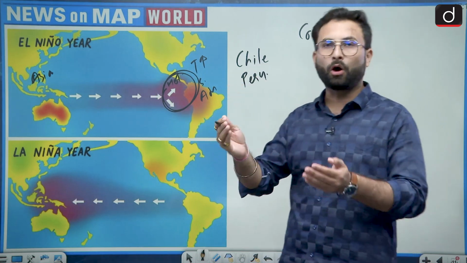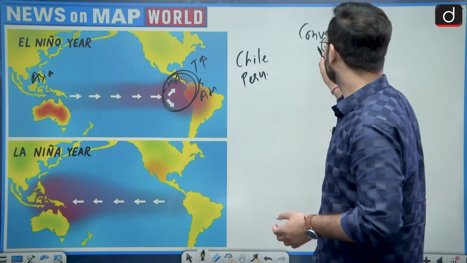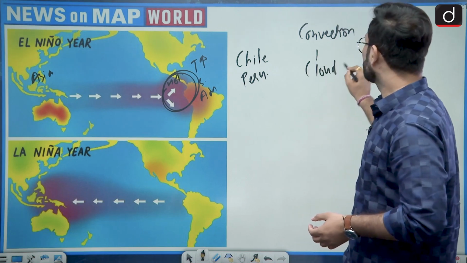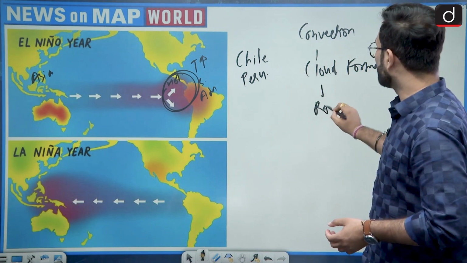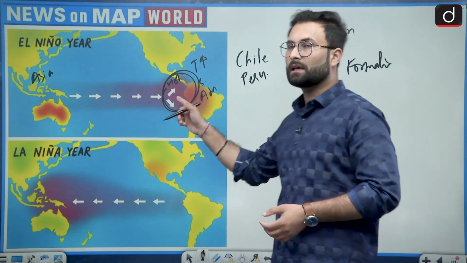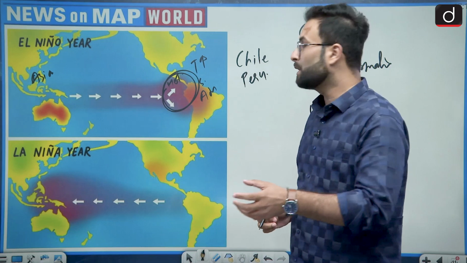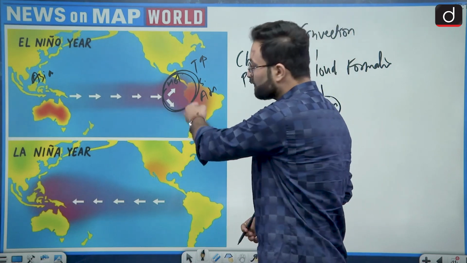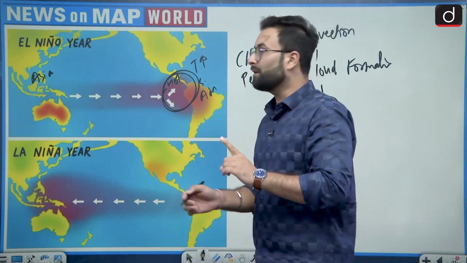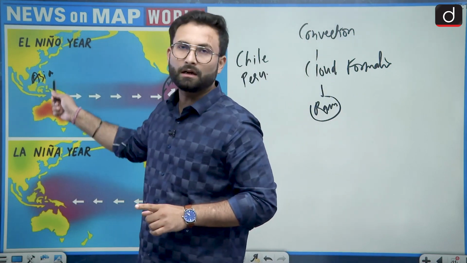Convection will be there, hot air will rise over there, and then there will be cloud formation. Okay, there will be cloud formation, and ultimately there will be rains. So you will see that during the El Nino time, you will have rains in the South American continent, or you can say areas of Chile and Peru.